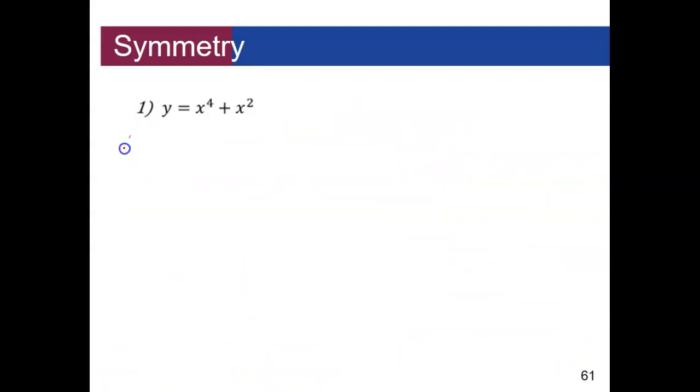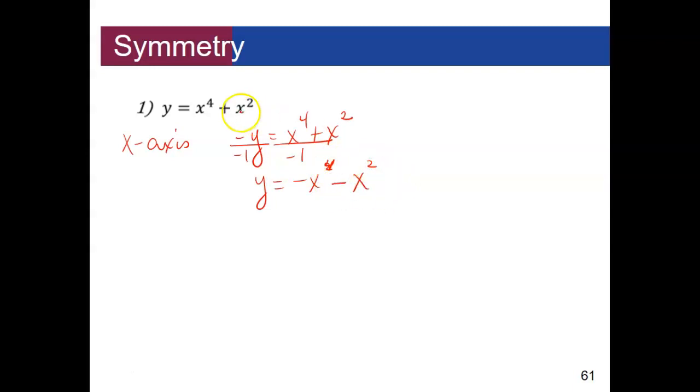Okay, looking at this one, we want to check for x-axis symmetry, which means we'll put negative y in for y. We'll need to divide that negative 1 away. So we're going to get y equals negative x to the fourth minus x squared. And when I compare it back up here, it does not match, so it does not have that type of symmetry.